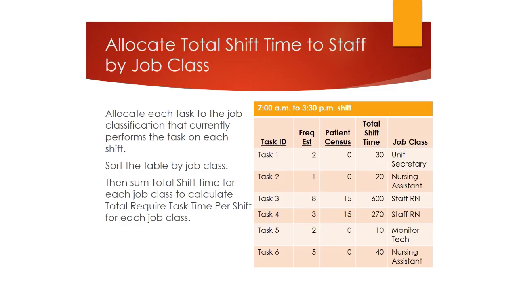Now we're going to allocate total shift time to the staff by job class. In your table, allocate each task to the job classification that currently performs the task on each shift. When you've done that, sort the table by job class and then sum the total shift time for each job class to calculate the total required task time per shift for each job class.